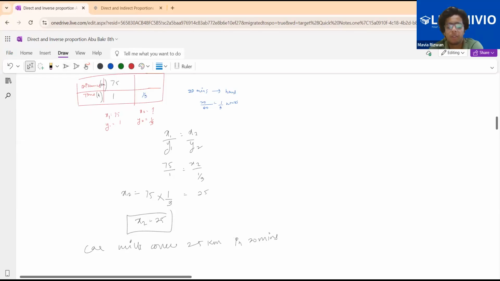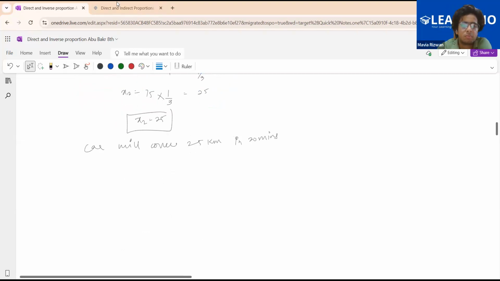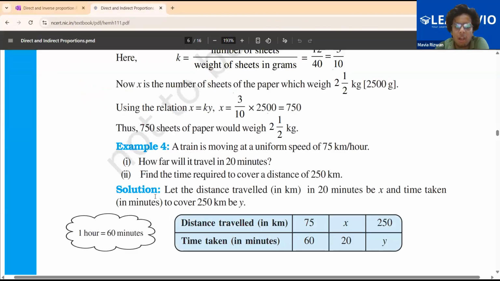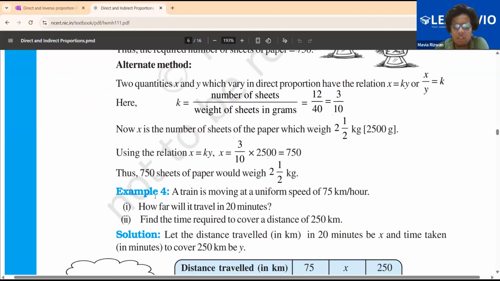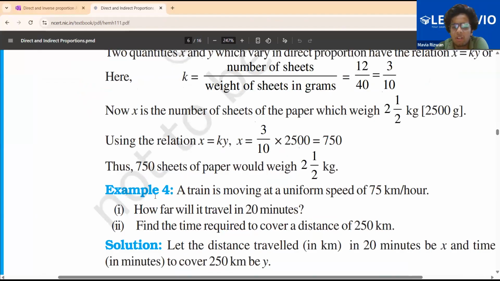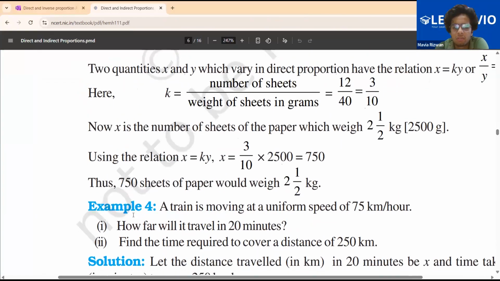Right, and Abubakar? Yes, sir. Abubakar, I want you to try the second part of this. Find the time required to cover the distance of 250 kilometers. Try the second part of this. Same question, another part. Okay.